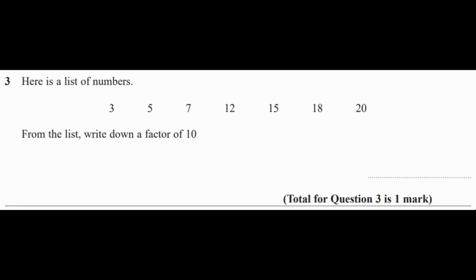Moving on to question 3, there's a list of numbers. It says from the list write down a factor of 10. Well, a factor is a number that divides exactly into another number. So the factors of 10 are any number that you can divide it by. And in this list, the only number that divides exactly into 10 is 5. So 5 is the answer.